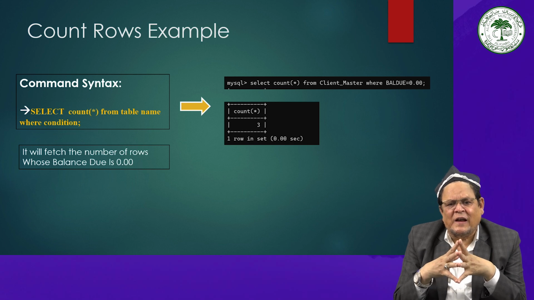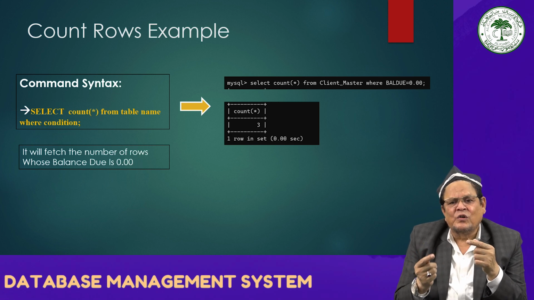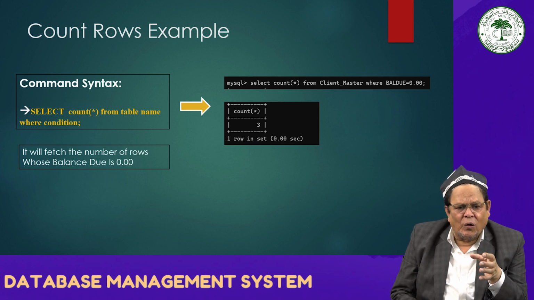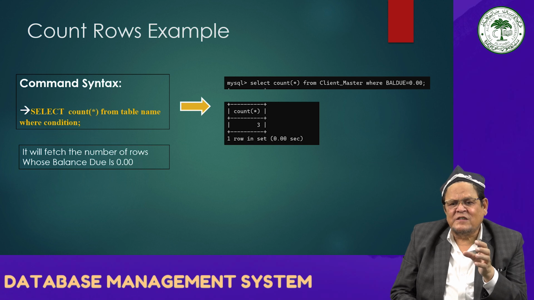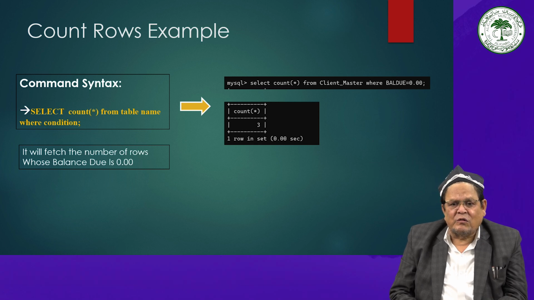It means when you write select count a star from client master where balance due is equal to 0.00, it will fetch all the rows whose balance is 0.00. When you press enter, it will show the count 3. Only 3 rows have balance due equal to 0. So depending on the requirement of the organization, you can add some condition like that also.